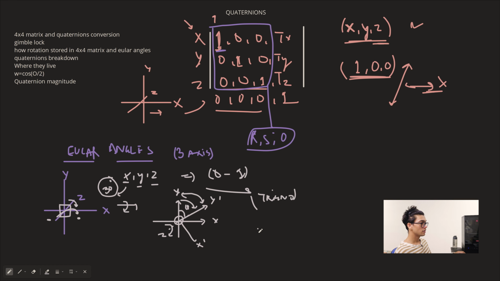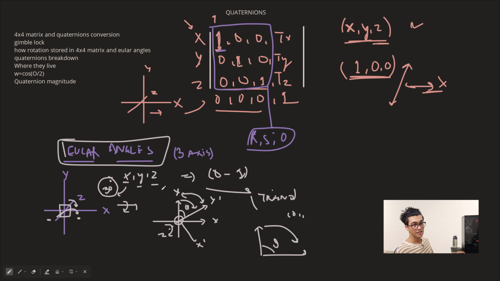And trigonometry is all about curves, how you calculate these angles, right? And we use cosines and sines, but we don't need to do the calculations by ourselves. We just need to understand what Euler angles are.